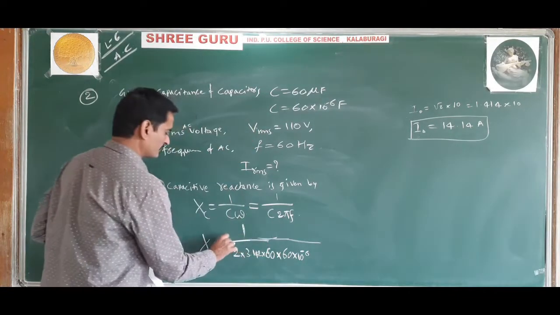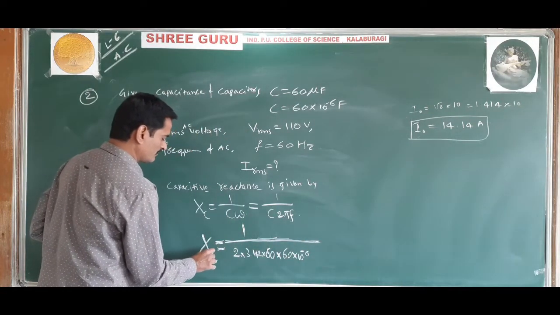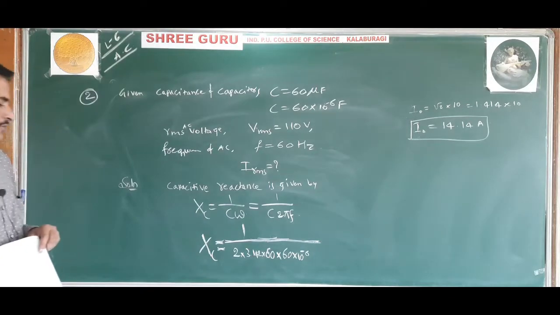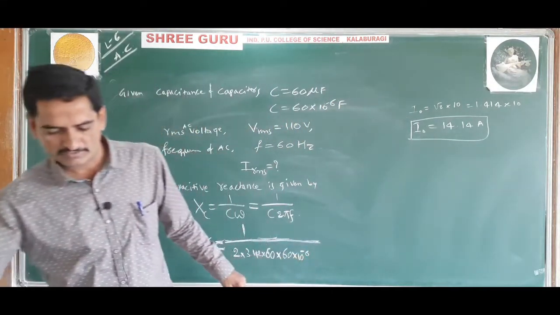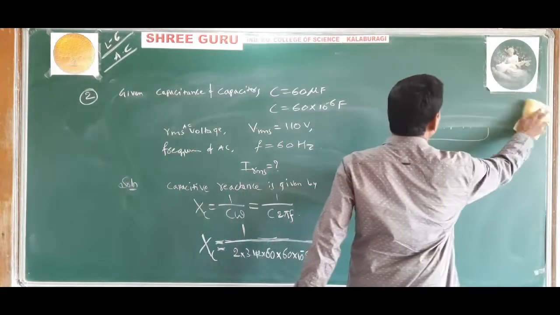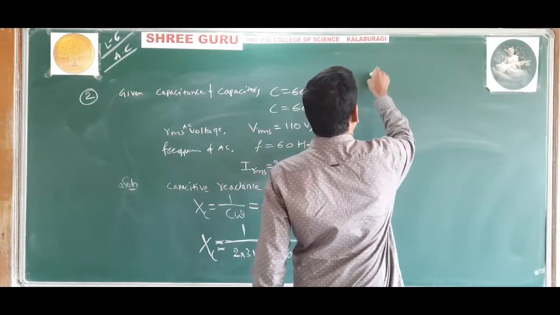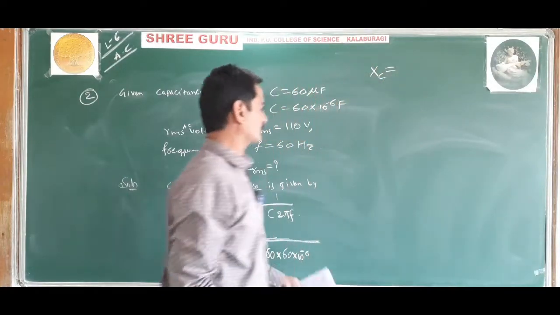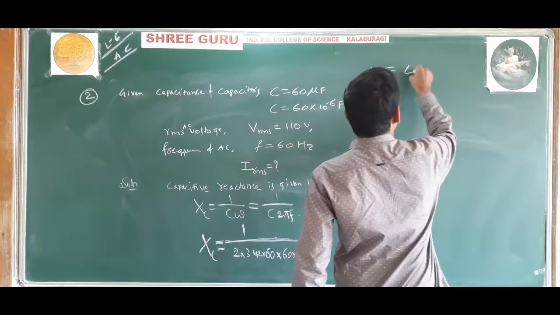So simplify this. Use a simple calculator. A simple calculator is allowed in the theory exam. So use the simple calculator and do the calculation. After calculation, I will write directly the answer you will get. So XC, that is capacitive reactance, comes out to be 44.23 ohm.